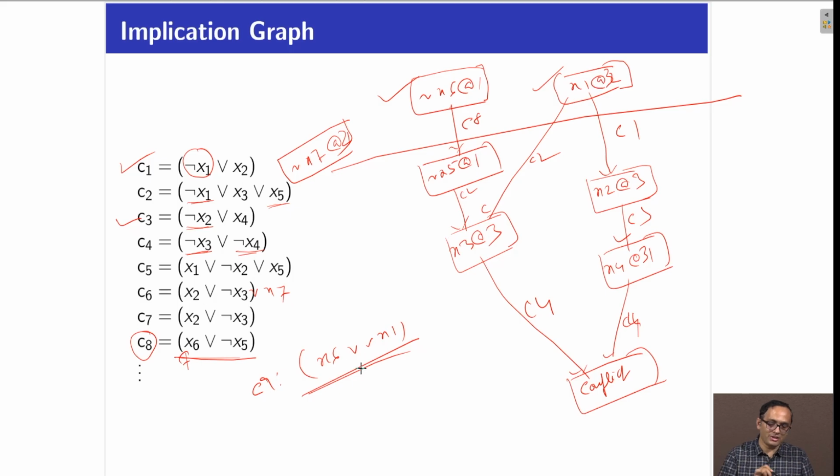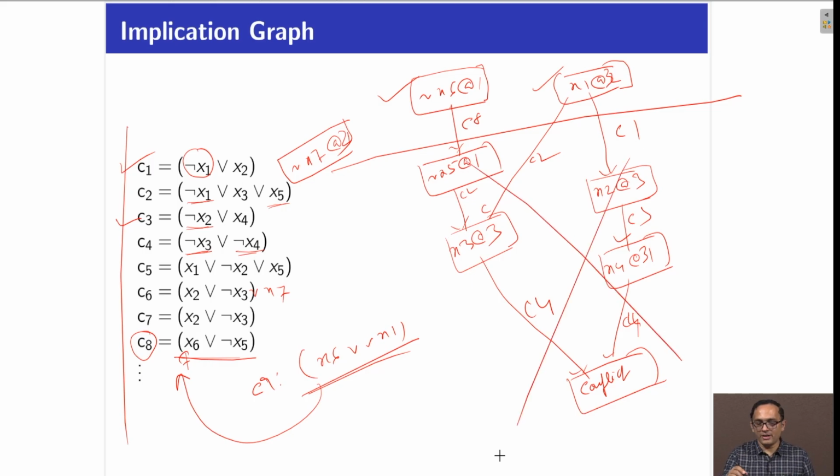This is the new clause that I learned, and I will add it here as C9, remove this part of the graph, and restart from here, because I will remove everything and just restart from this node. So, this is what DPLL does.